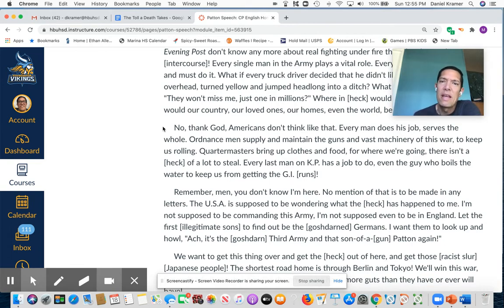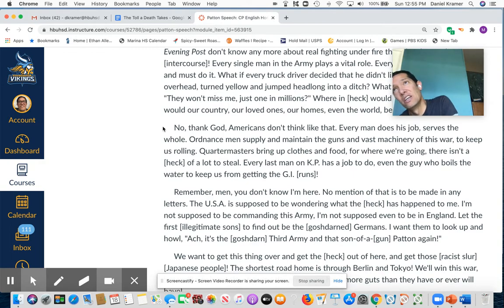Every man does his job, serves the whole. Ordnance men supply and maintain guns and vast machinery of this war to keep us rolling. Quartermasters bring up clothes and food for where we're going. There isn't a heck of a lot to steal. Every last man on KP, kitchen patrol, has a job to do. Even the guy who boils the water to keep us from getting the GI runs.